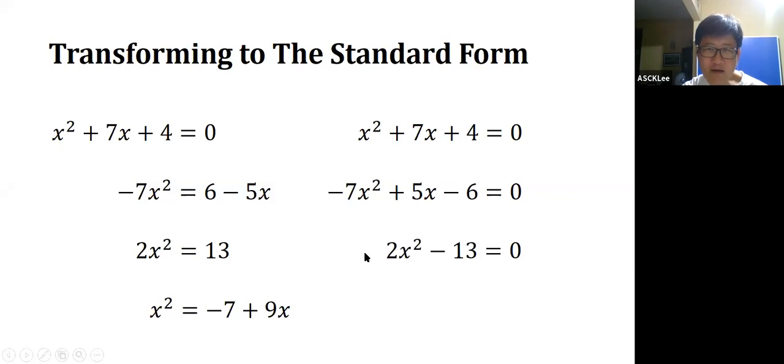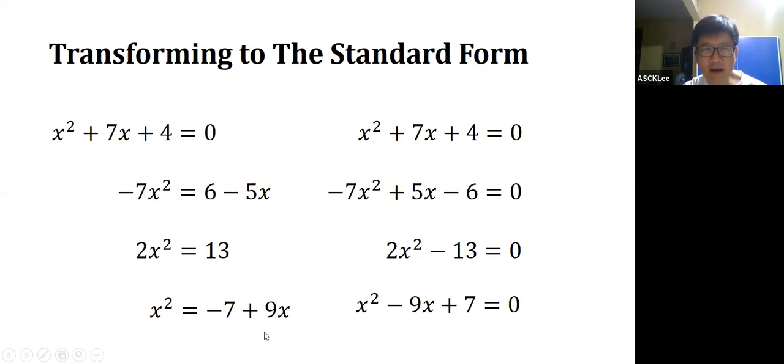Now this one here, again, the 13 is over here. To get to the standard form, we bring it over to the left side and it becomes a minus 13 equals 0. This is the standard form. The right side must be a 0. And here, same thing. We bring the minus 7 over, we get a plus 7. We bring the 9 over, we get a minus 9. So this is what we have as the standard form. The x squared is the same. The 9 becomes a minus 9 when it is brought over. The minus 7 becomes a plus 7 when it's brought over, and you have an equal to 0 here.